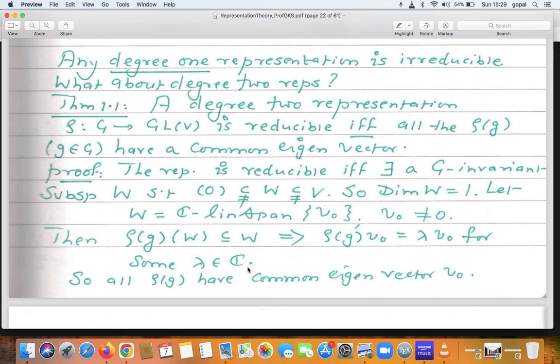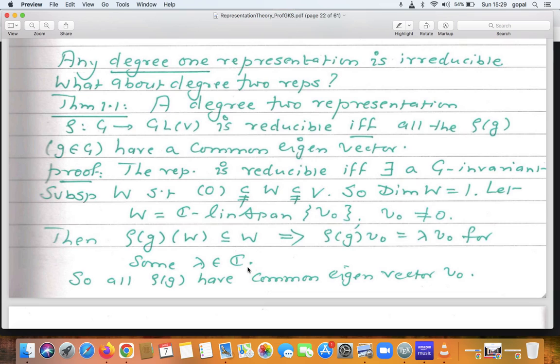Of course, if all the rho G's have a common eigenvector, then it is obviously reducible because the eigen subspace is G invariant. It's a one-dimensional G invariant subspace, and one-dimensional, so it's a proper subspace.